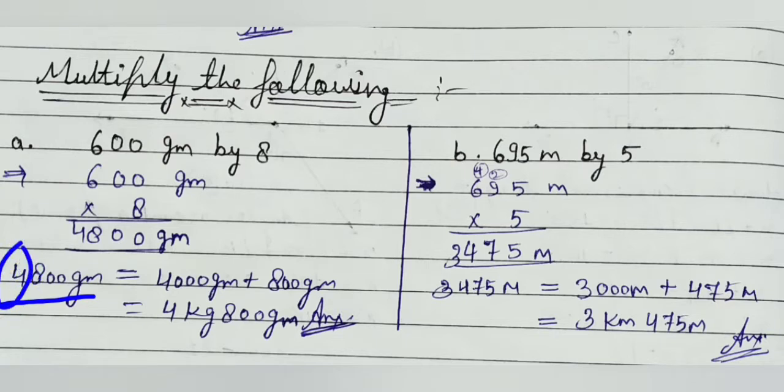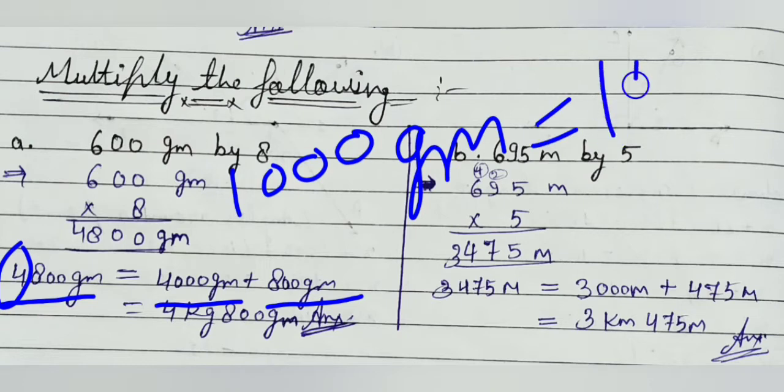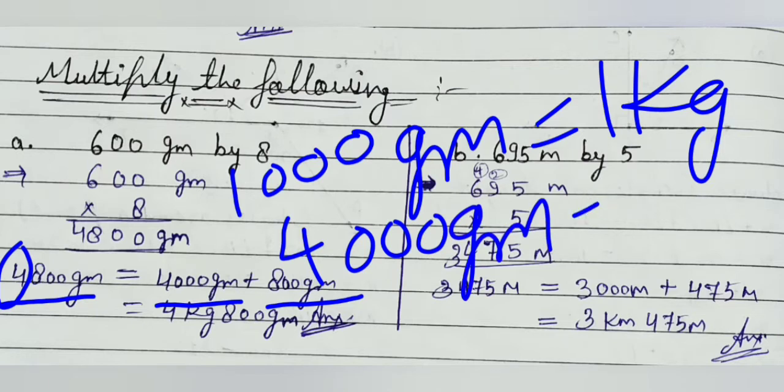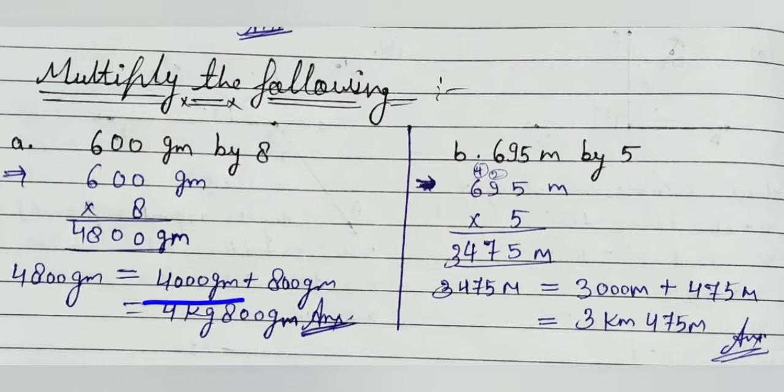Bachcho, this 4 is here at the 1000's place, so we can break it like 4000 gram and 800 gram, and we know that 1000 gram is equal to 1 kilogram. So 4000 gram is equal to 4 kilogram, right? So that's why I wrote here 4000 gram in this way, 4 kilogram, and 800 gram as it is. So this is our final answer, 4 kilogram and 800 gram.